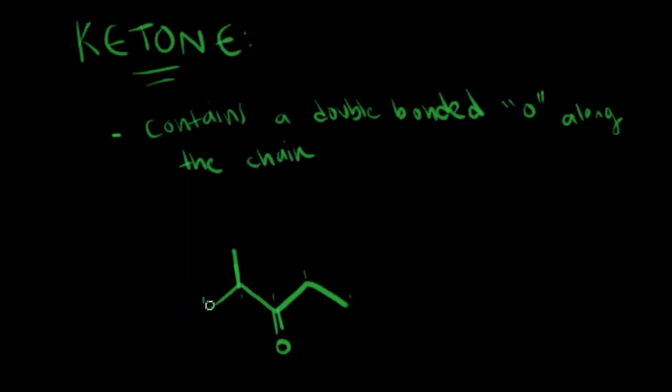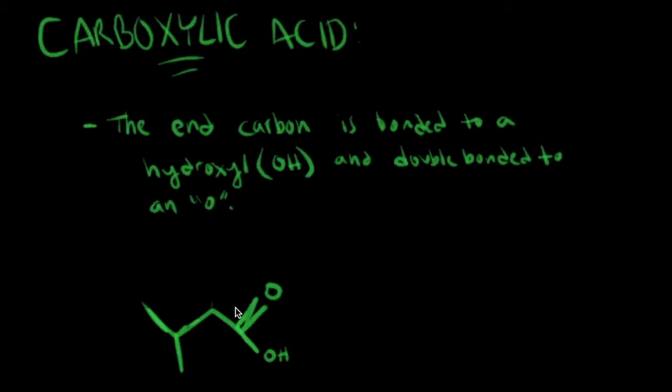Ketones are very similar to aldehydes. They have a doubly bonded O somewhere in the chain. They are named with the suffix -one and are numbered depending on where the ketone occurs. Next, there are carboxylic acids. They consist of a doubly bonded O and a hydroxyl group at the end of the chain. They are named with the ending -oic acid.